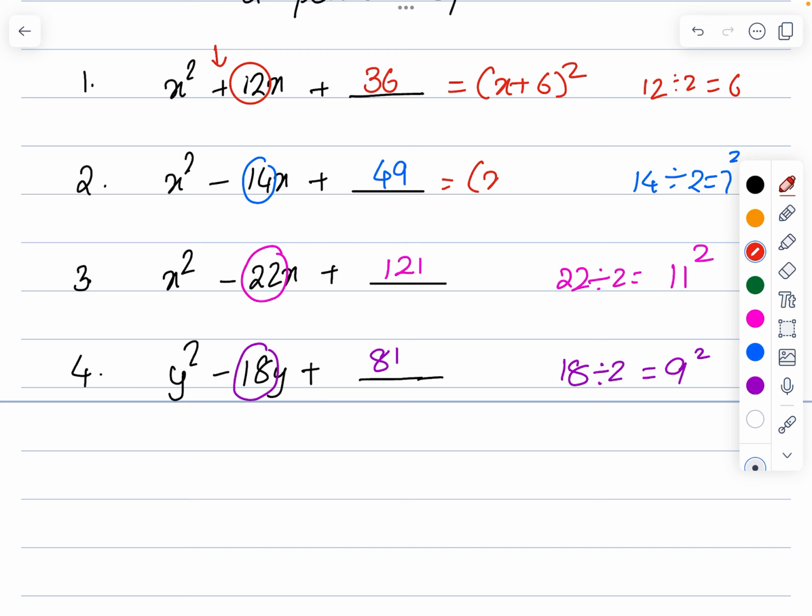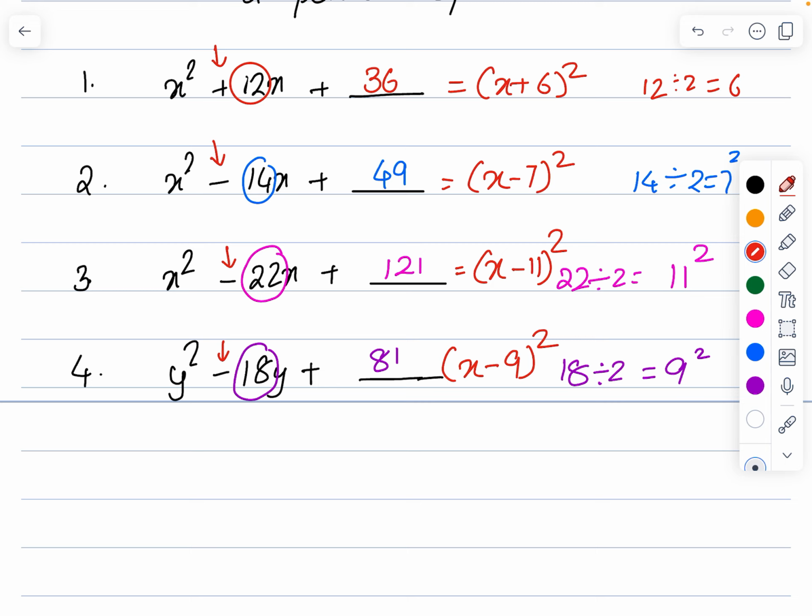This time it's going to be x, and minus is a symbol, so negative 7 whole square. This can be written as x minus 11 whole square. This time x minus 9 whole square. If it is plus, we are going to take plus, and if it is minus, we are going to take it as minus.